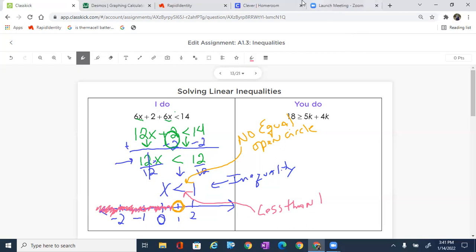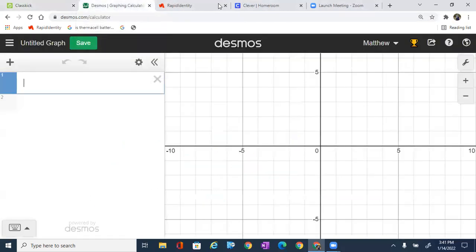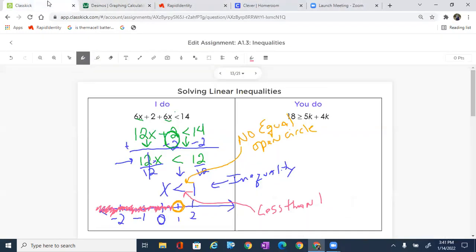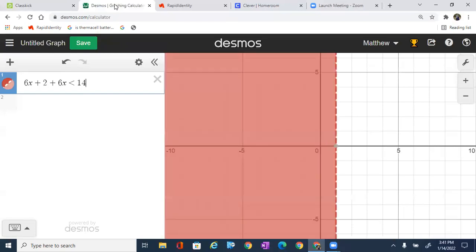Now, let's say we were going to do this in Desmos, and we wanted to see that it was less than 1 and prove it algebraically. Well, we can type in the original expression, and then say it's got to be less than 14. And check out what happens. There it is. It shades.